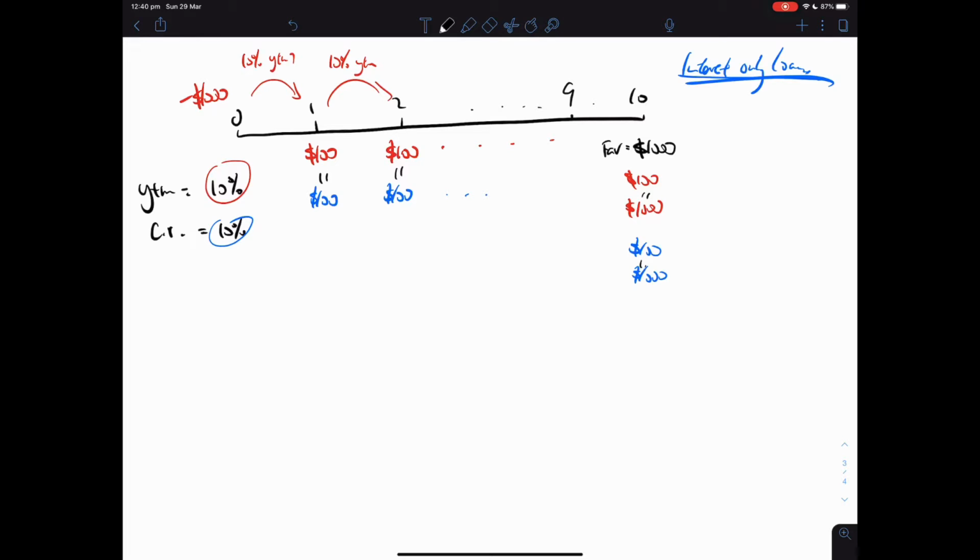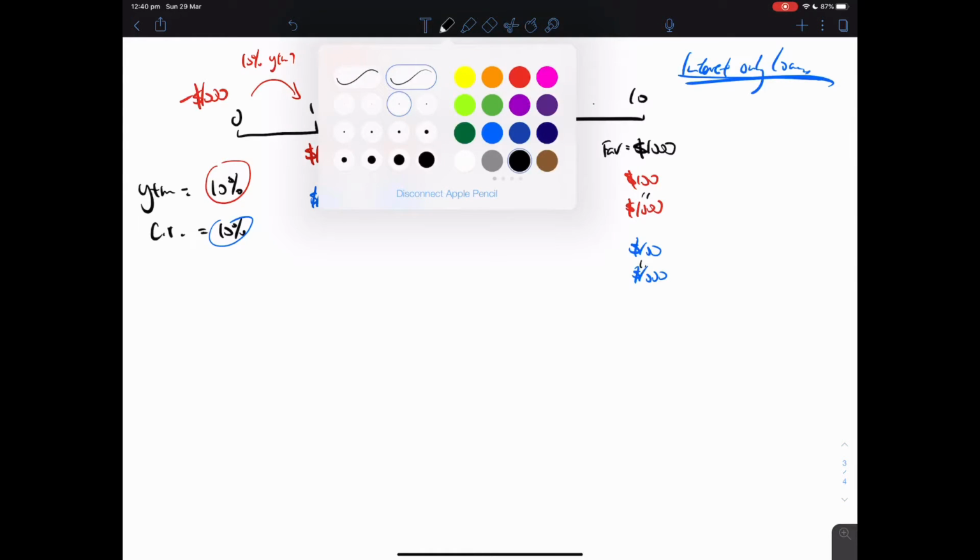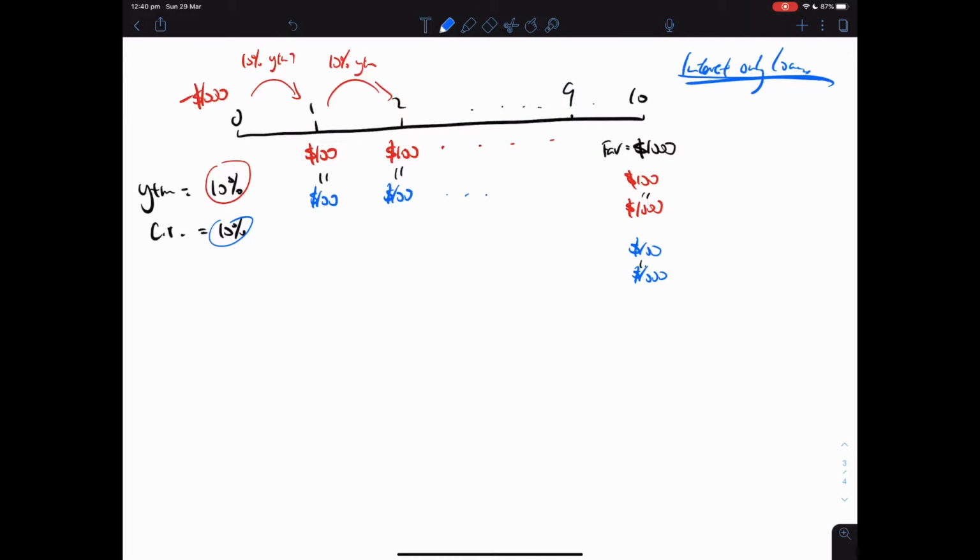So here, when the yield to maturity is the same as the coupon rate, are you happy? The payment stream matches your expectation, right? The coupon paying bond pays you 100, and you want 100, and you're happy, such that you're happy to lend out 1,000.